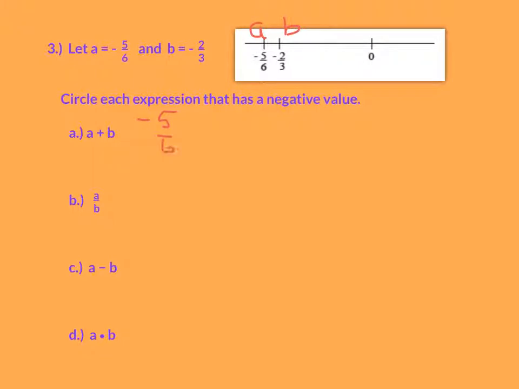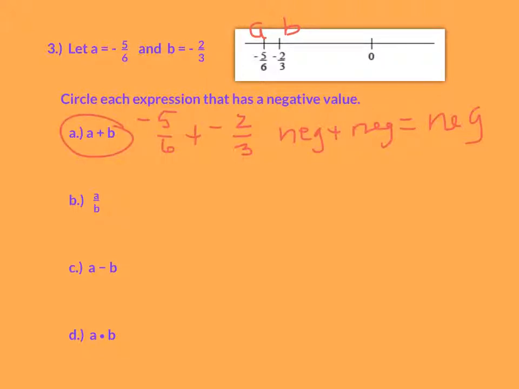Negative 5/6 plus negative 2/3. Again, I don't even have to do this because a negative plus a negative is going to equal a negative number. So that would mean I circle A.